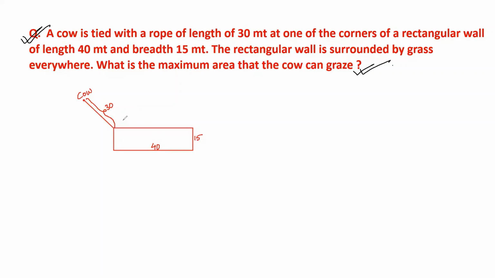Here, I have considered a rectangular wall of length 40 meters and breadth 15 meters. And at one of the corners of this rectangular wall, a cow is tied with a rope of length 30 meters. This rectangular wall is surrounded by grass everywhere, and we need to find what is the maximum area that this cow can graze.